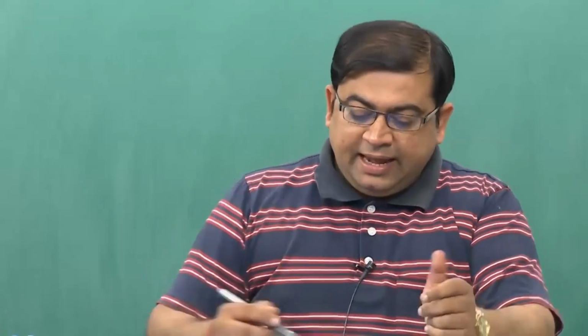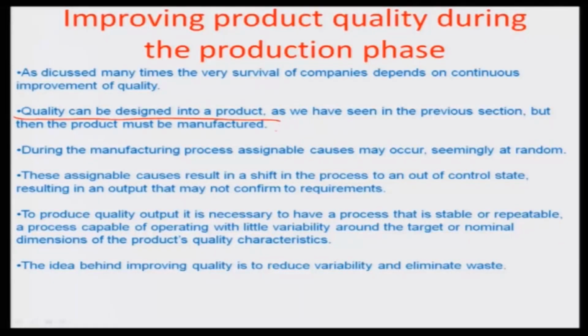So obviously quality can be designed into a product, as you have seen earlier through Taguchi's robust design approach, and then the product needs to be manufactured, and so therefore the control of the quality of the product during the manufacturing process is also very, very essential. So there may be some assignable causes which may occur, and they may seemingly be random at the beginning, but then there is a set pattern of these causes which would go over a long time duration, which would lead to the change in the manufacturing quality of the product, etc.